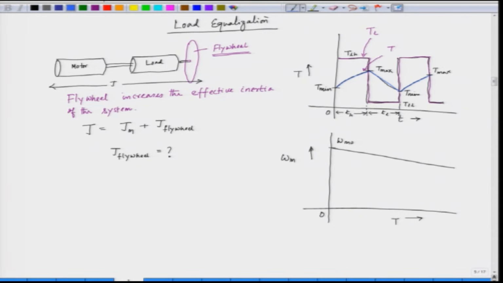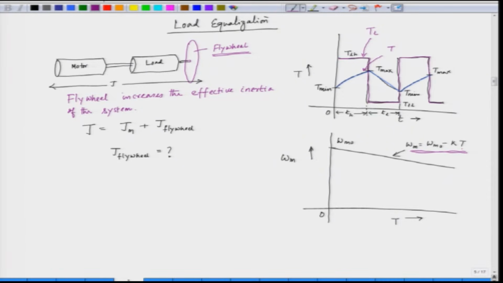So, we have been given the motor characteristic. The motor has a speed torque characteristic, which is a straight line. The equation of this straight line is omega m equal to omega m naught minus small k into T, where T is the torque. So, omega m is equal to omega m naught minus k T.